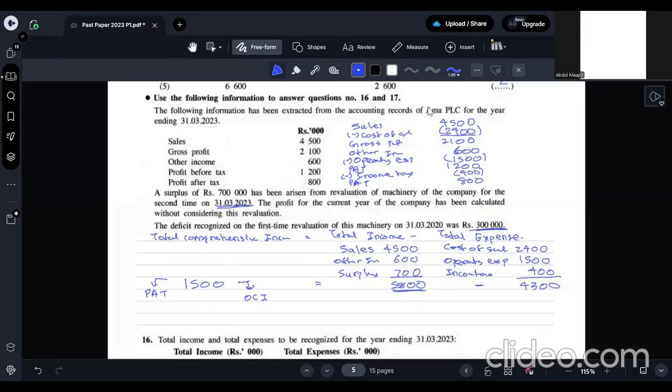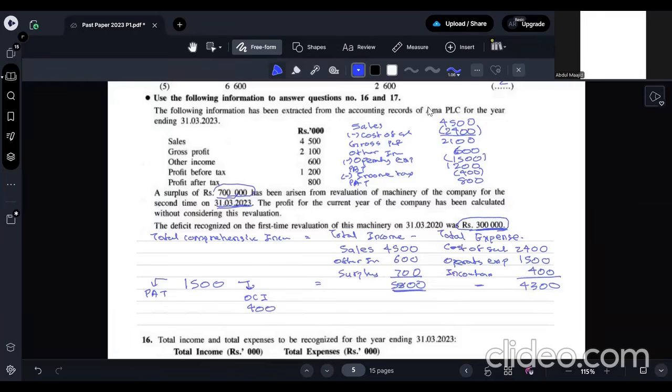Now, during the year, you have gained a surplus of 700 due to revaluation. Last time there was a deficit of 300. So the last time deficit should be adjusted under other expense. Then how much of the surplus can you record under OCI? 700 minus 300. Only 400 you can record under other comprehensive income.